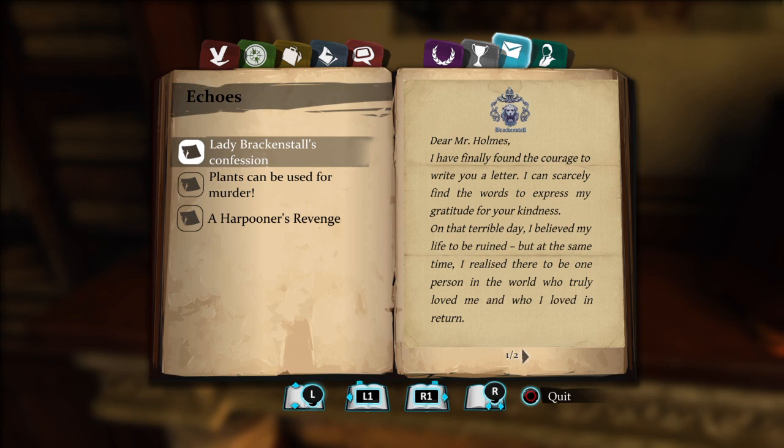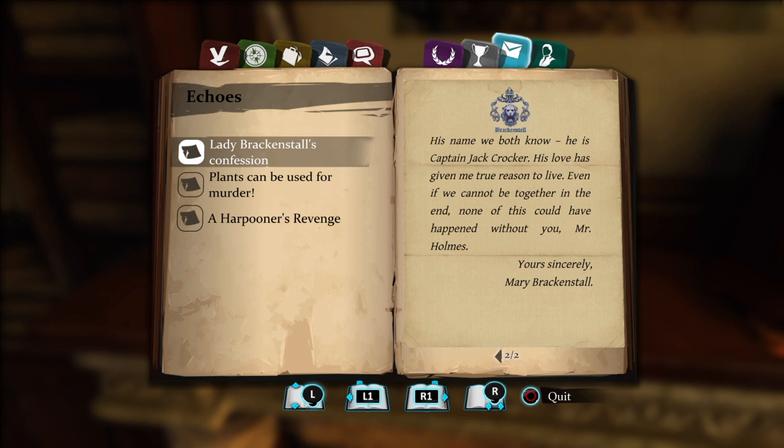Dear Mr. Holmes, I have finally found the courage to write you a letter. I can scarcely find the words to express my gratitude for your kindness. On that terrible day I believed my life to be ruined, but at the same time I realized that there was one person in the world who truly loved me and whom I loved in return. His name we both know, he is Captain Jack Crocker. His love has given me true reason to live. Even if we cannot be together in the end, none of this could have happened without you, Mr. Holmes. Yours sincerely, Mary Brackenstall.